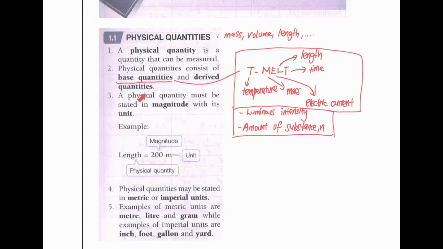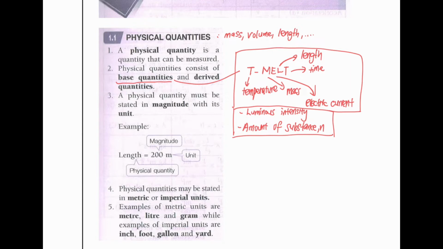Number 3, a physical quantity must be stated in magnitude with its unit. For example, length 10 cm. 10 is the magnitude, cm is the unit. Another example, length 200 meter, 200 is the magnitude, m is the unit. Length is the physical quantity, so you must put the unit.